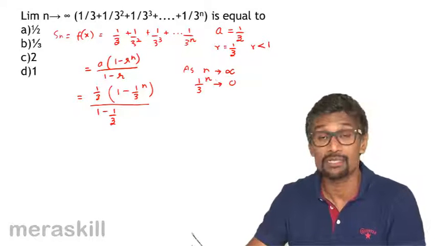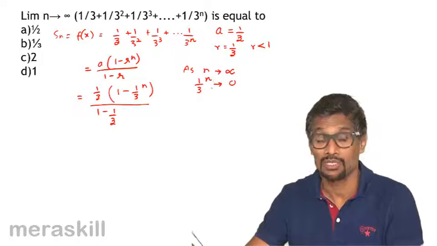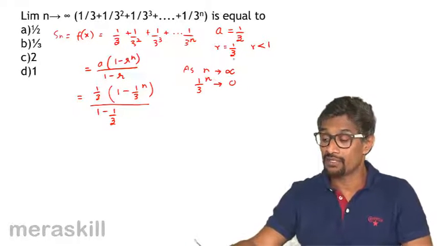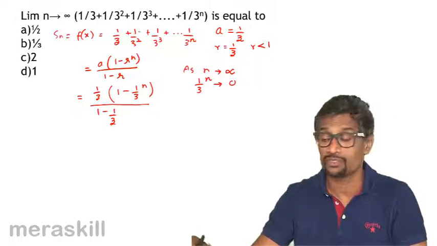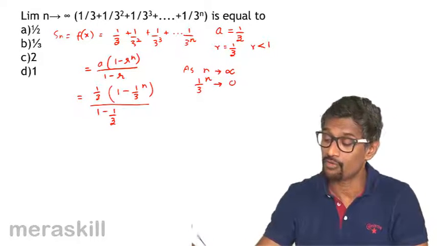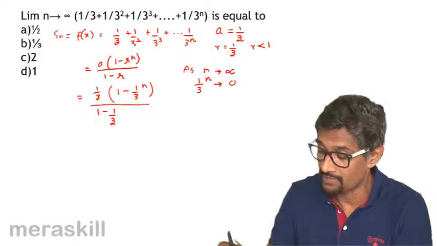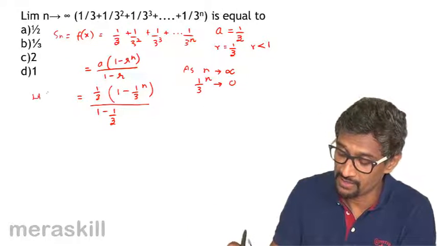1 by 3 squared is 1 by 9, which is much smaller than 1 by 3. Then as you increase 1 by 3 raised to n, the denominator becomes larger and larger, the numerator remains the same, hence the value of 1 by 3 raised to n approaches 0. So ultimately you have to find out the limit of this function.